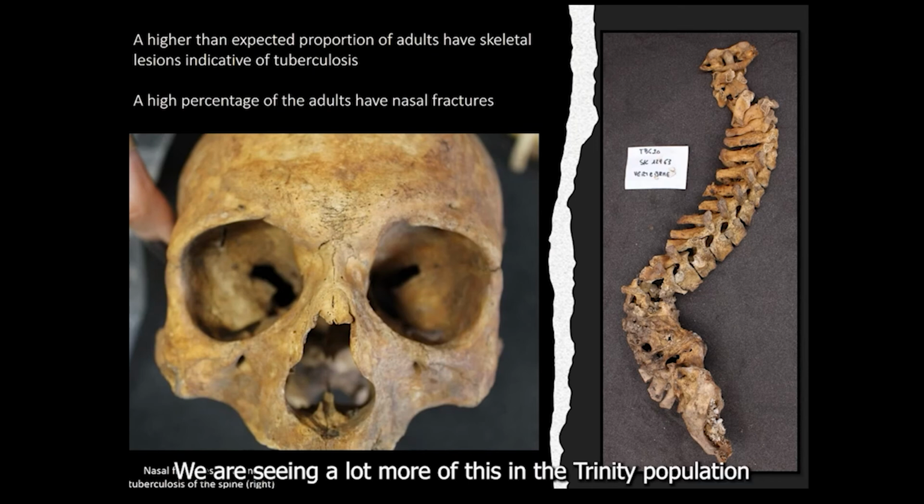We are seeing a lot more of this in the Trinity population than we were expecting for a population of this date. And interestingly, only quite a small proportion of people who have tuberculosis will actually end up with the skeletal lesions. So we can probably assume, based on this, that tuberculosis is actually quite rife within the population.